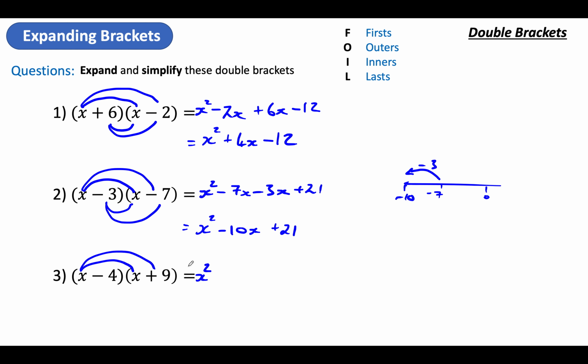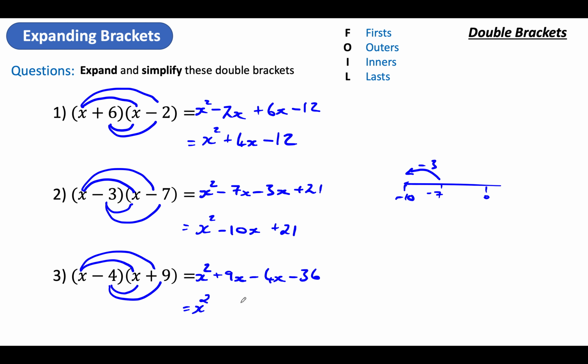Outers, x times 9 is 9x, and they're both positive. Negative 4 times x is negative 4x. And negative 4 times the positive 9. Negative times positive leaves a negative answer. 4 9s are 36.